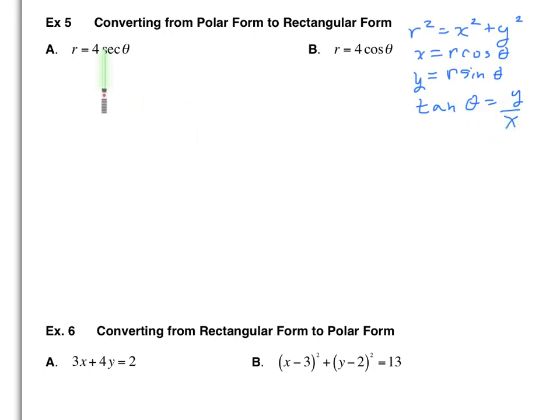So let's start here. I see an r, but I don't see an r squared. I don't have a direct translation or direct substitution for r. And I also see secant.